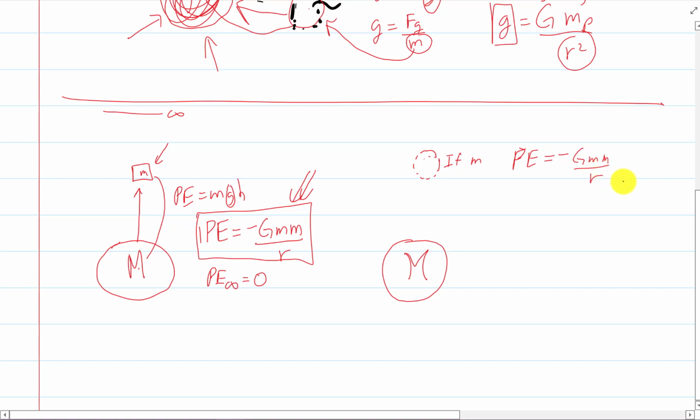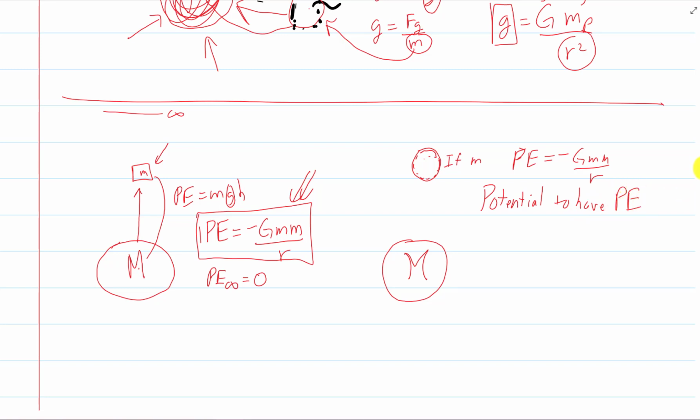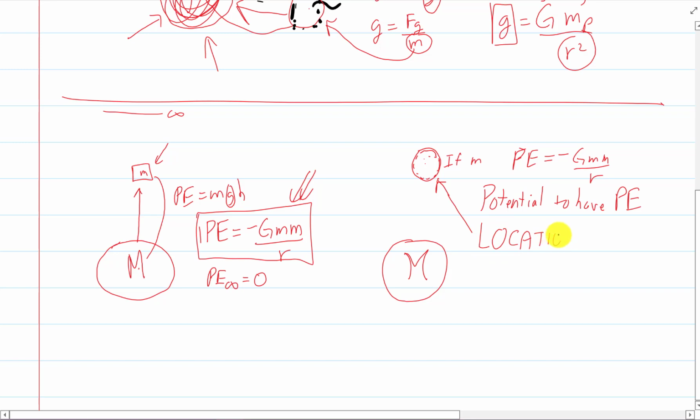But I haven't put the mass there yet. So this area here has the potential to have potential energy. If I put a mass there, that object will have energy. So that location, that big word here, location, that location there has the potential to have potential energy.